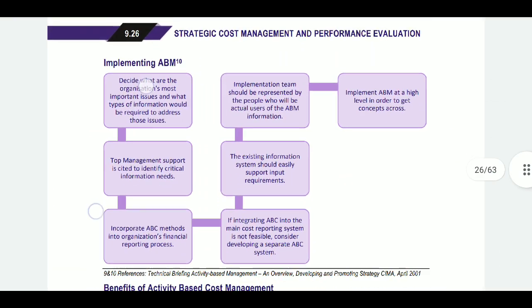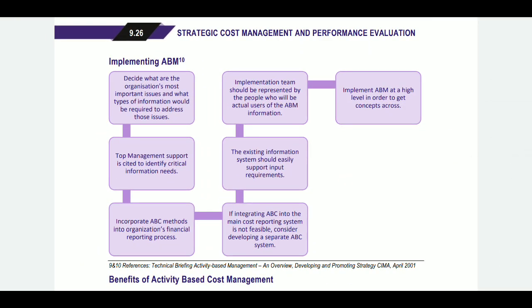Implementing ABM. For implementing ABM, we will see the 7-step process. What is the 7-step process? First, we will decide what are the organization's most important issues, and what type of information would be required to address those issues.